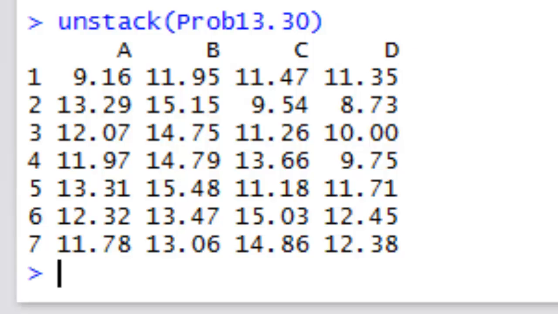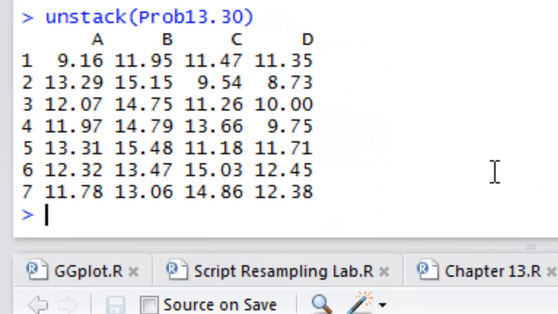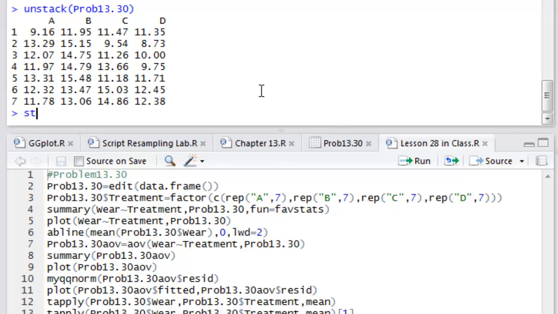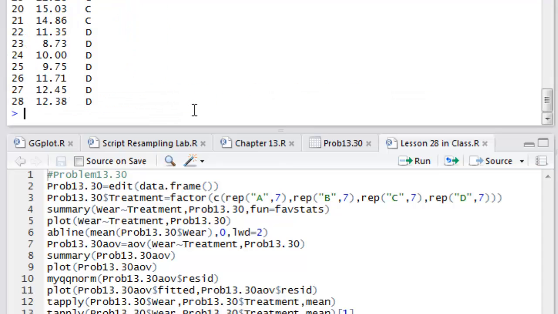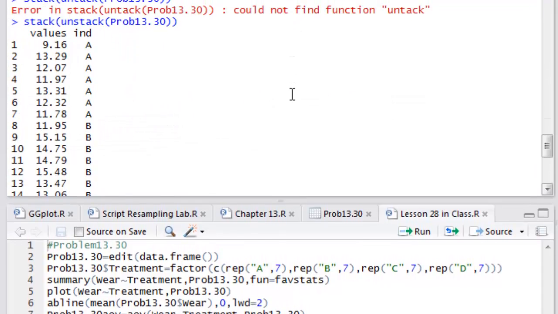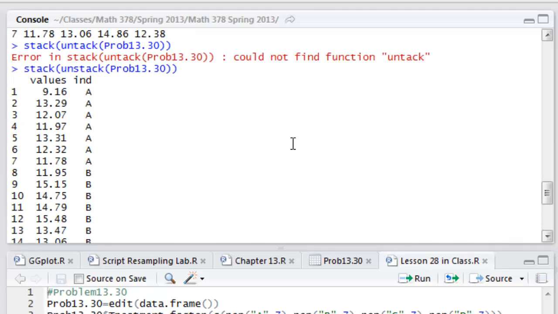If you enter the data in the one-way layout, the easiest way to recover it is to use the stack command. And it'll give you the data back.